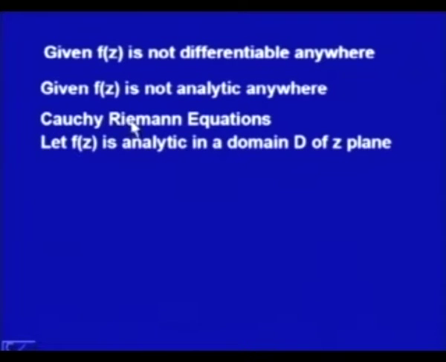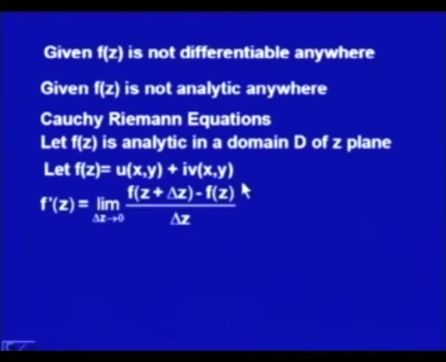Now, we discuss Cauchy-Riemann equations, and these equations are required for checking the analyticity of a given function. So, first we state the Cauchy-Riemann equations and then we will prove them. So, let f z be analytic in a given domain D of the z plane, and we write the given function f of z as u x y plus i v x y. So, that means u is the real part and v is the imaginary part.